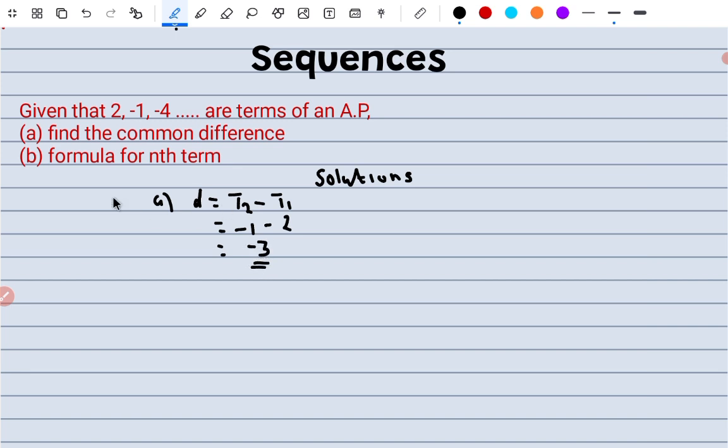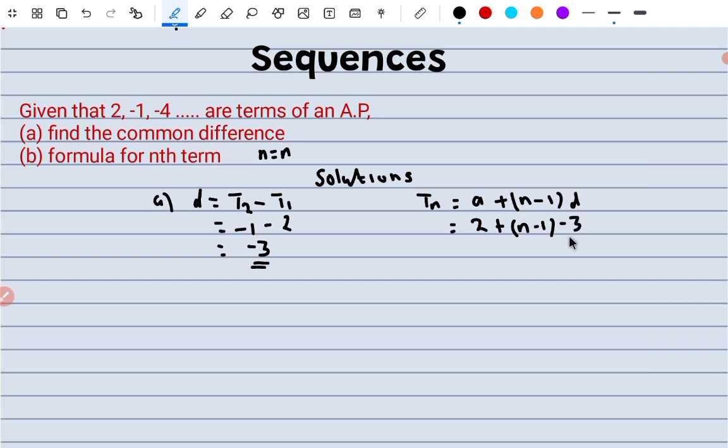Find the formula for the nth term. So for this particular one, your n, you're not given, they've just said nth term, so your n is just n. Then you are going to apply the formula. Tn is equal to a plus n minus 1, then d. Your a is 2, plus n minus 1, and the common difference is -3.